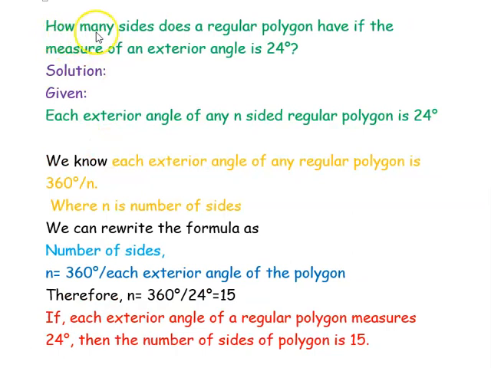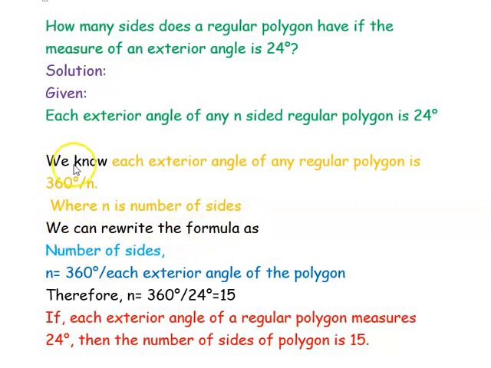Next question is, how many sides does a regular polygon have if the measure of an exterior angle is 24 degrees? So you want to find the number of sides of the given regular polygon, and also it is given that each exterior angle of the given, we'll take that n-sided regular polygon, is 24 degrees. So we know that each exterior angle of a regular polygon is given by the formula 360 degrees divided by n, where n is the number of sides.